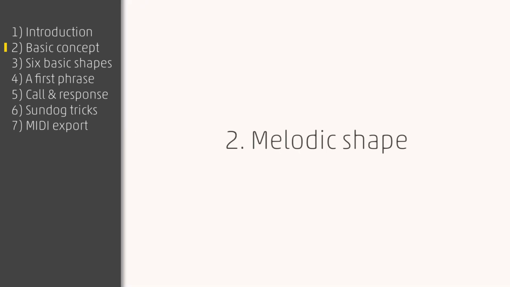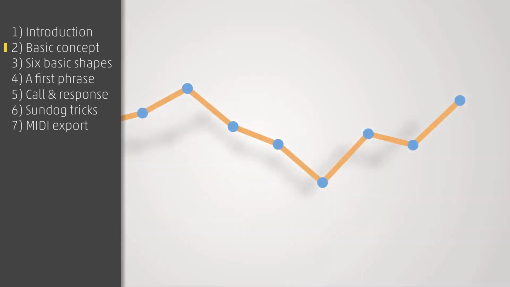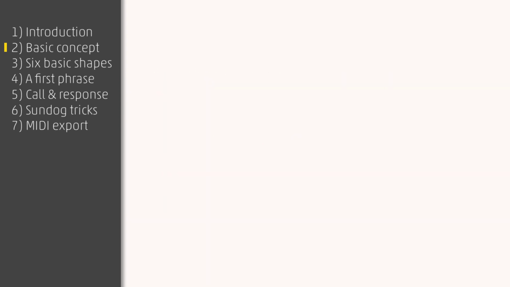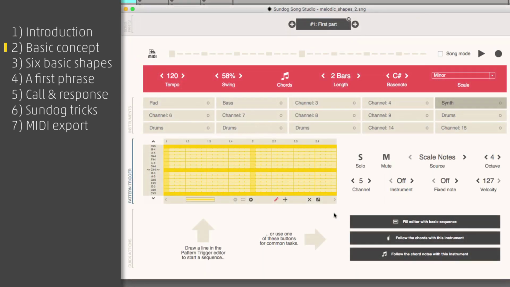And secondly, we have the melodic shape. The shape will tell us how high or low a note should be played at a certain position. When we combine these two things, we get a new powerful way to create nice melodies. And now I will show you how you can do that in your own productions.